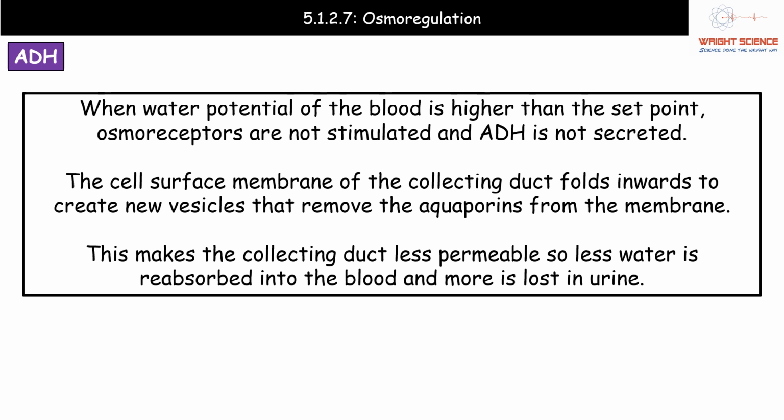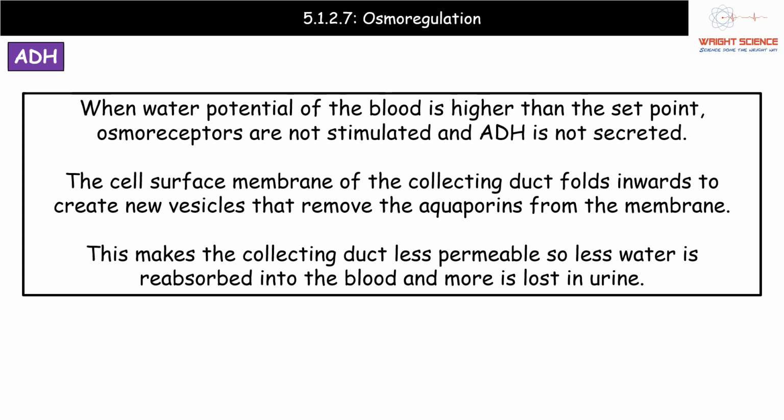If we've got a situation where the water potential of our blood is higher than the set point that it should be at, our osmoreceptors are not going to be stimulated, because remember, the whole way that they were stimulated was because of that lower water potential of the blood, therefore drawing water out of these cells. That's not happening here. The water potential is higher than we find within the actual osmoreceptors, therefore water is not going to leave, they will not be stimulated, and as a result, no ADH is going to be secreted. So in that scenario, we will no longer have the ADH binding to those receptors on our target cells in the kidneys. And instead, what we're going to see is a removal of those aquaporins.